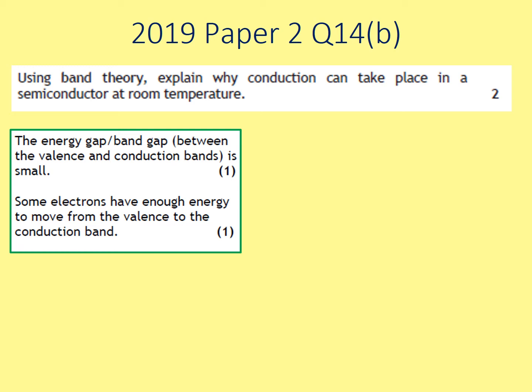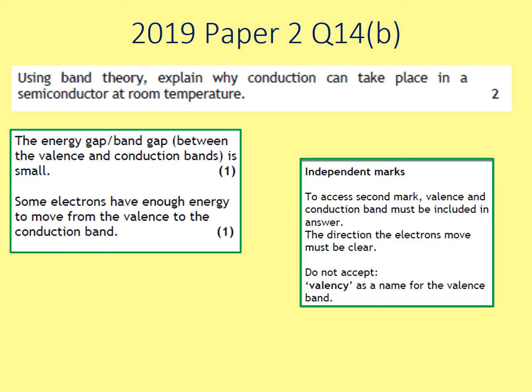It's interesting to note that if we were at absolute zero, there wouldn't be enough energy, and therefore this wouldn't happen. So semiconductor materials have a resistance which decreases with temperature, hence the reason why we can use them for our temperature-dependent resistors, or our thermistors. These individual marks are independent, which means either of them would give you 1 mark, but you need both to get 2.